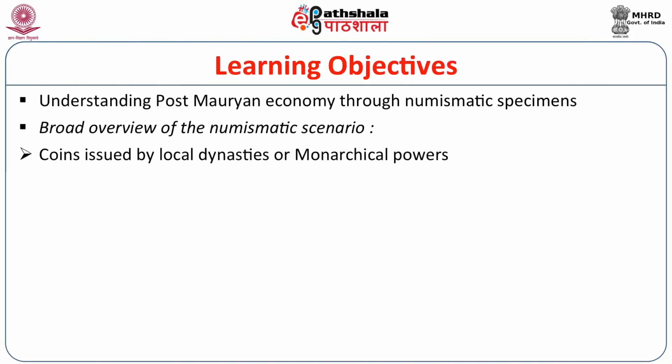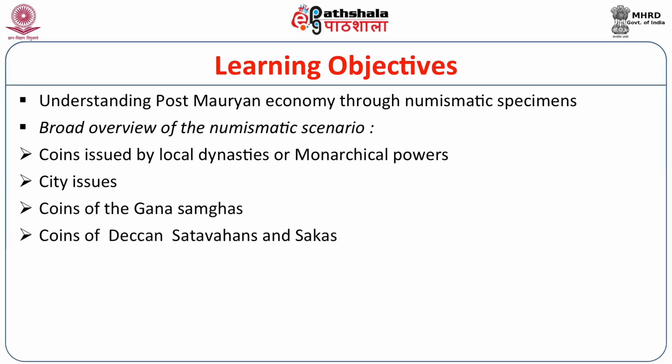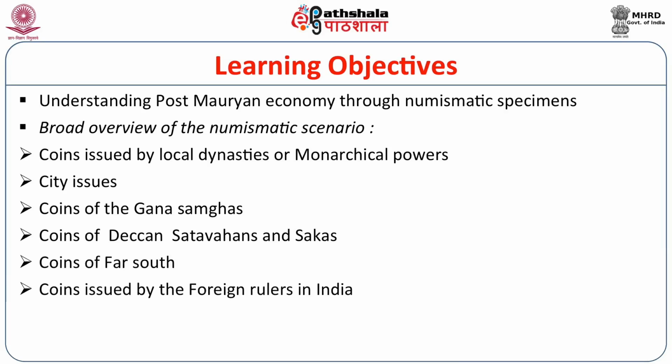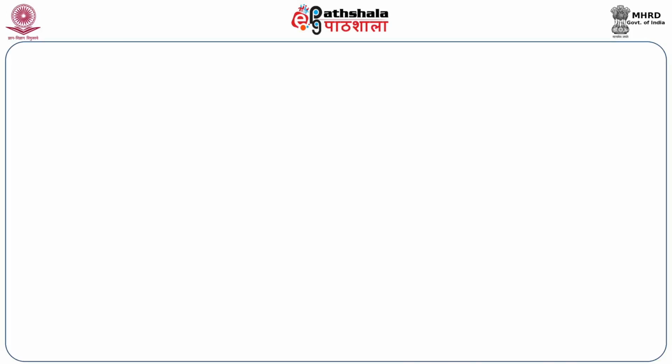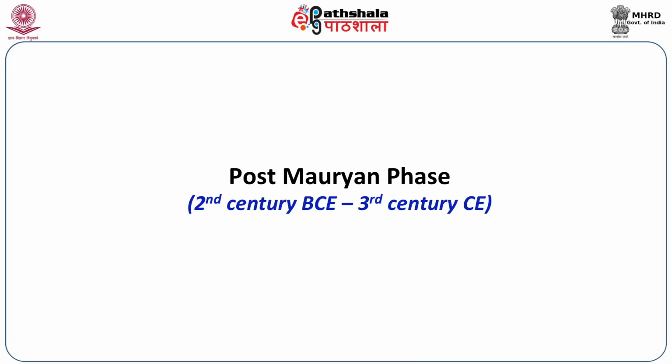And the topics which we will be actually covering are coins issued by the local dynasties or monarchical powers, the city issues, coins issued by the Ganasanghas, coins of Deccan, that is like the coins of Satavahanas, Shakas, and coins of far south, coins issued by the foreign rulers in India, and Roman coins found in India. So we'll be having a broad overview of the subject under this post-Mauryan coins and currency systems. By post-Mauryan, we mean a time phase which is from 2nd century BCE to 3rd century CE.